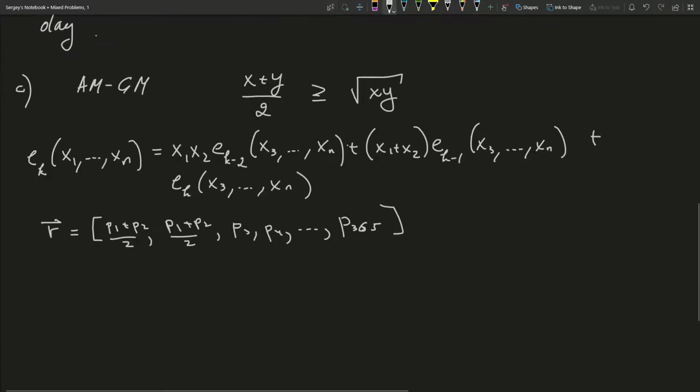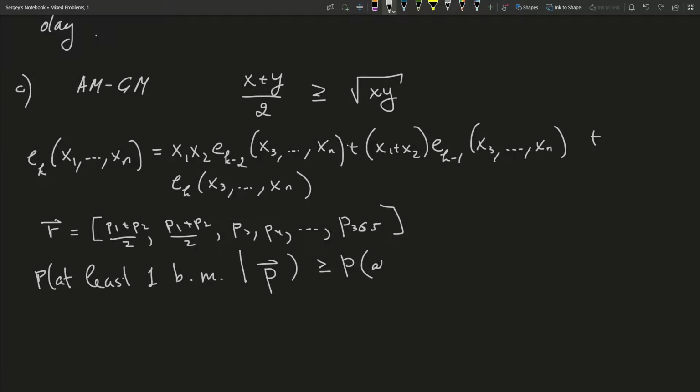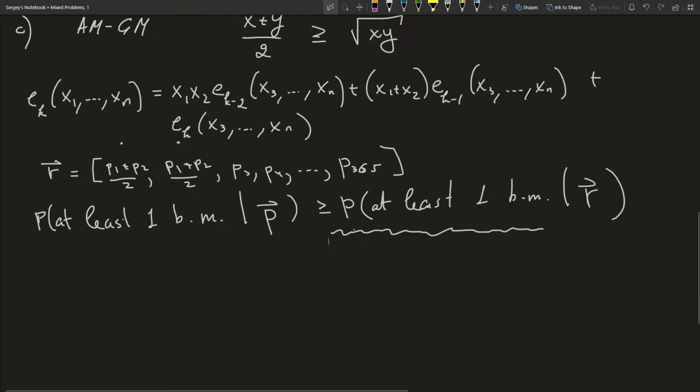And what we're asked to prove is that the probability of at least one birthday match given our original vector p is bigger or equal to the probability of at least one birthday match given the vector r, implying that whatever assignment of birthday probabilities for these 365 days, whatever assignment you give me, I'm going to replace two of those values with the average of those two values, and I'll potentially reduce the probability of getting a birthday match. So this is what we need to prove.